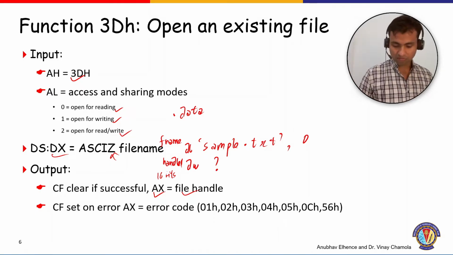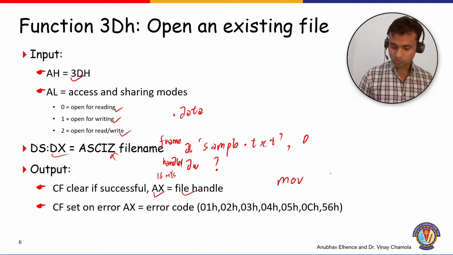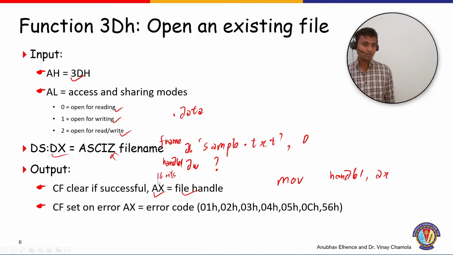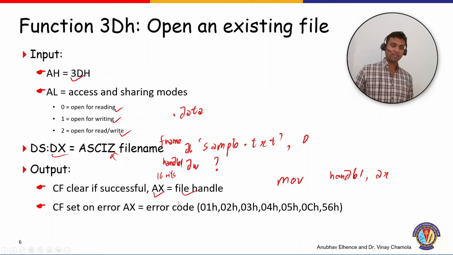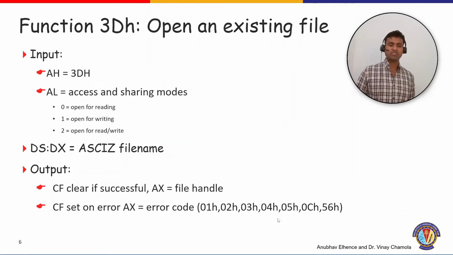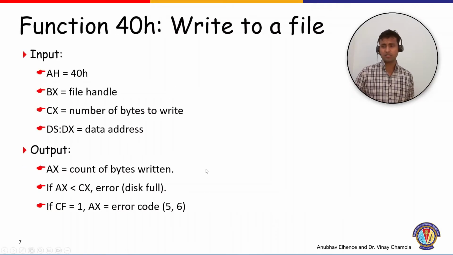And after you've obtained this, after this is successful, you can move to this handle1 the contents of the register AX. And if it is having an error, then depending on what the error code is, it will mean something, but no need to get into those low level details.